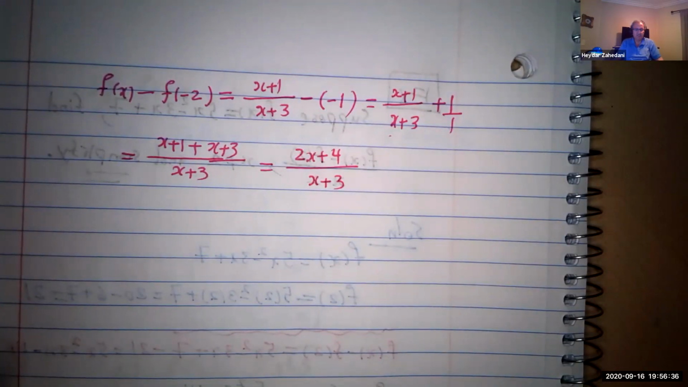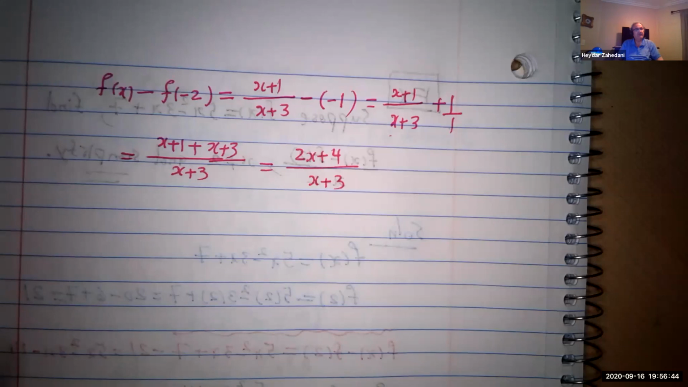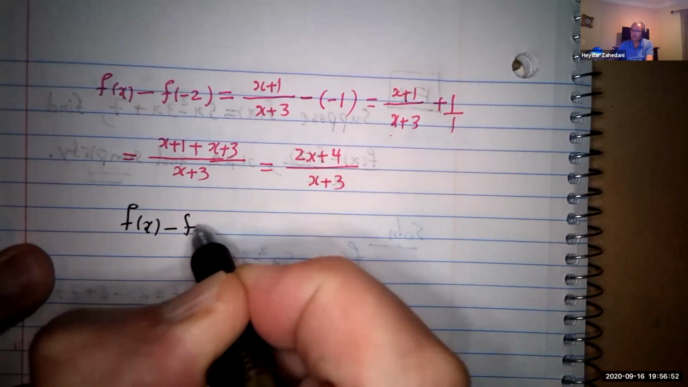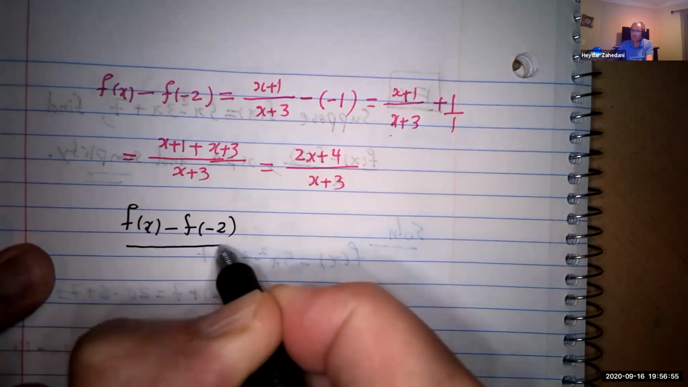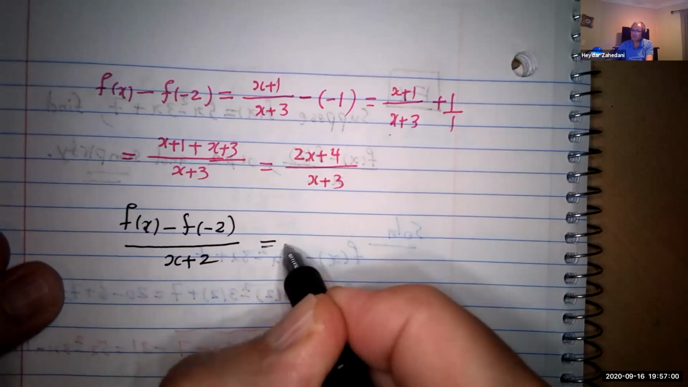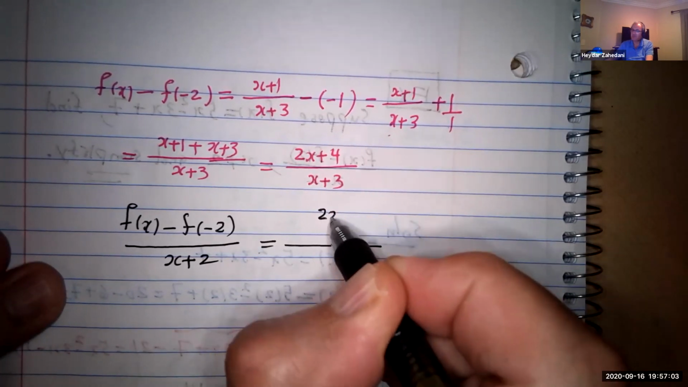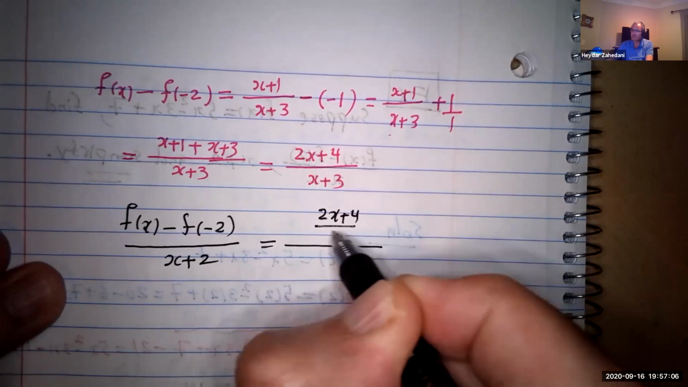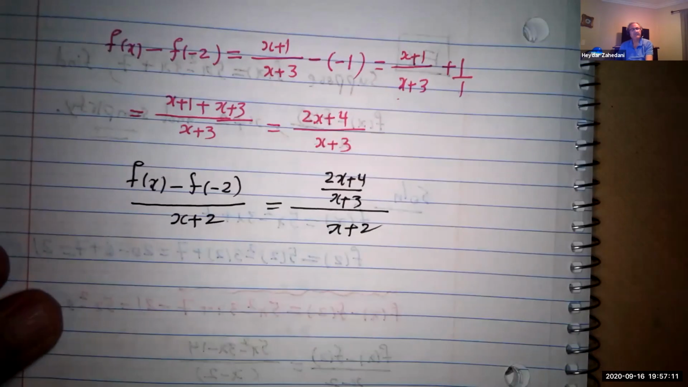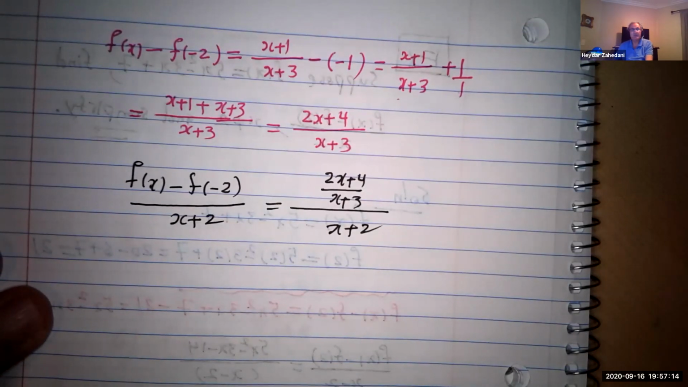This operation, in algebra, we call it complex fractions when we simplify it. Now, for that, you have to divide it by x plus 2. So what you need is f of x minus f of negative 2, divided by x plus 2. This is going to be equal to, the top would be 2x plus 4 over x plus 3, divided by x plus 2. Any question?